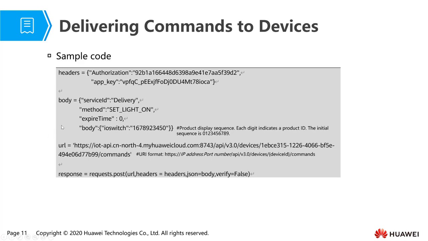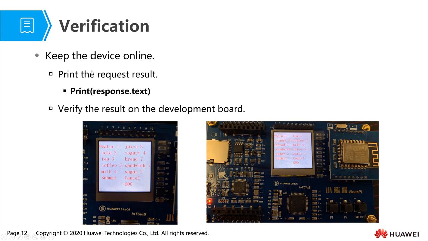How to verify the result after the command is sent? The first method is to print the result returned by the request. Execute the following code. The second method is to check the actual display effect on the development board. Compare to confirm that the display sequence has changed. Note that during these operations, keep the device online, that is, your development board is powered on and steady on.